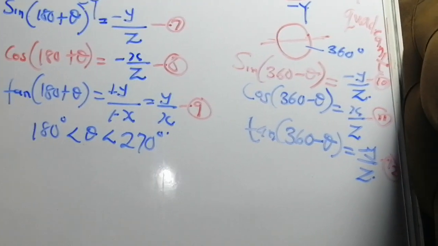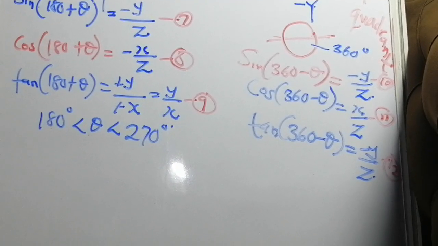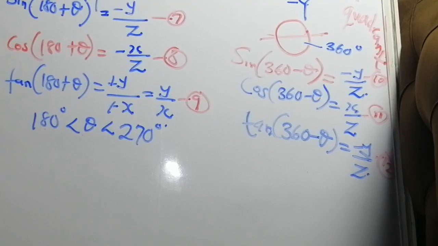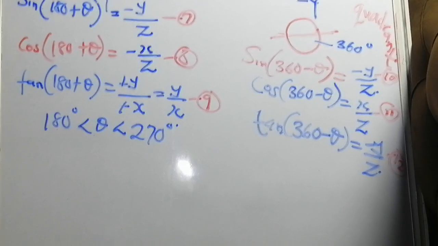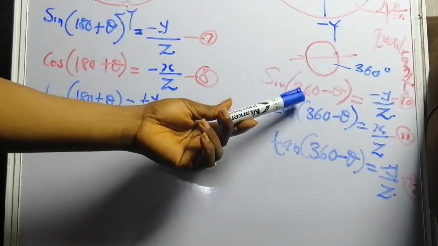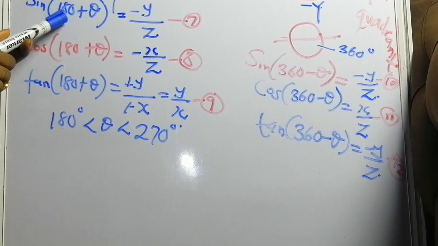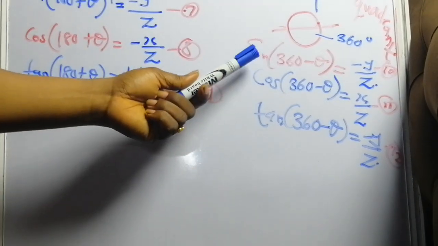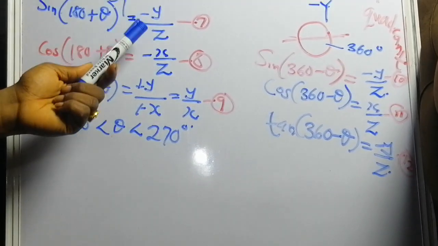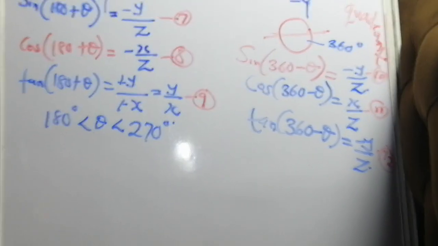So this is the relationship between the first quadrant, second quadrant, third quadrant, and fourth quadrant. If you look at this very well, sine of 180 plus theta is also the same thing as sine of 360 minus theta. Very simple. Why? Because they have the same answer: minus y over z, minus y over z. That is it. It's as simple as that.